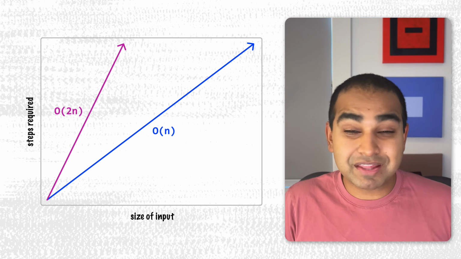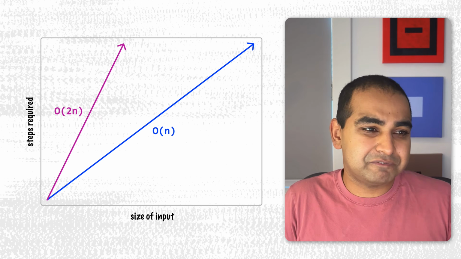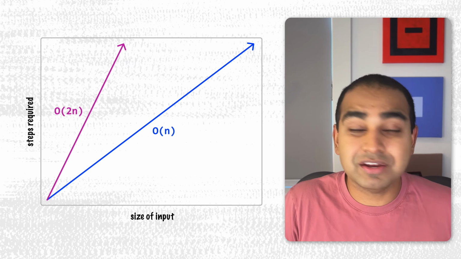And so in other words, it may seem like going from, in this case, I plotted two values, the growth for O of n and O of 2n.